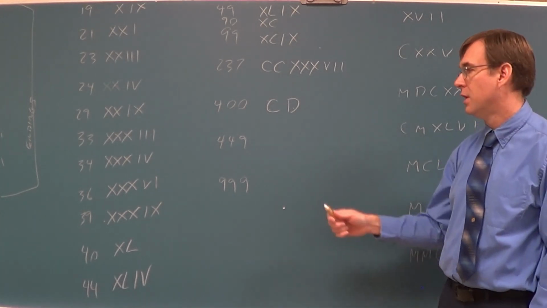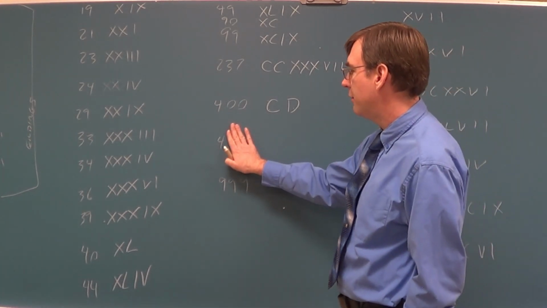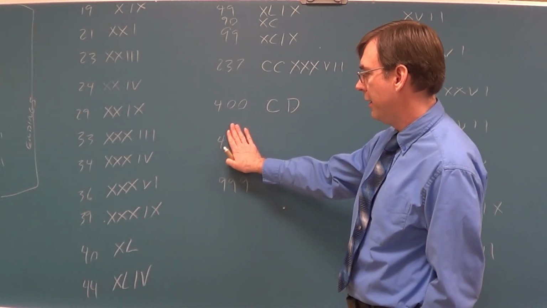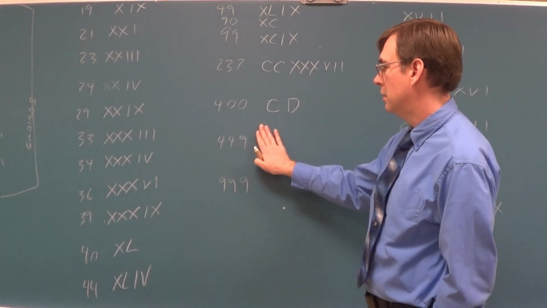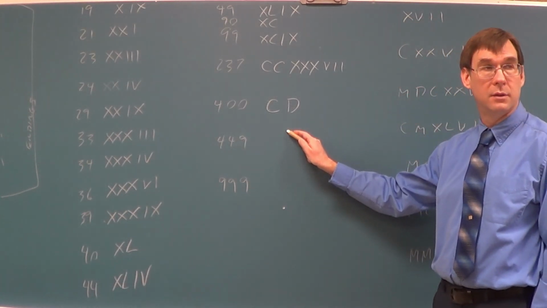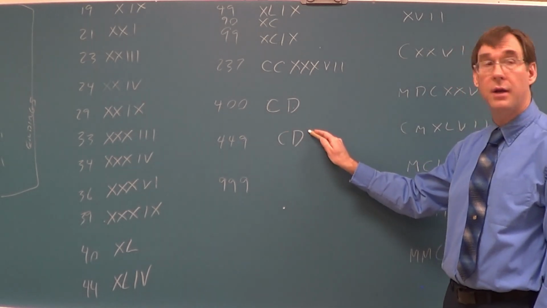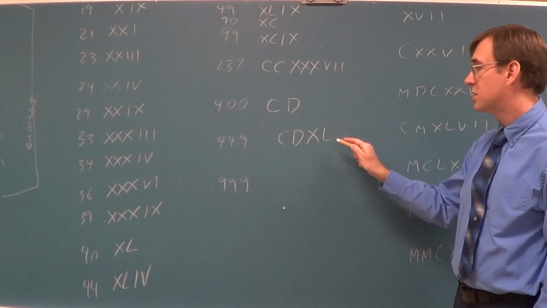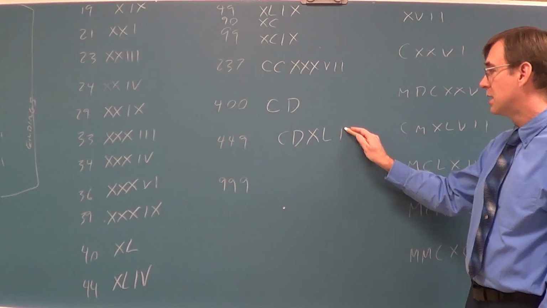Anything that starts with 400 would have to start with CD. So here I go with 449. So do 400, do 40, do 9. CD does the 400, XL does the 40, IX does the 9.